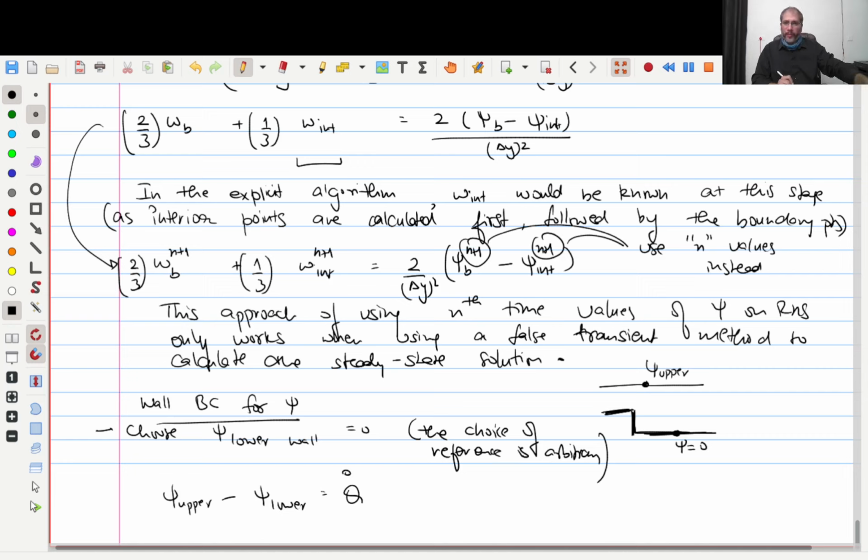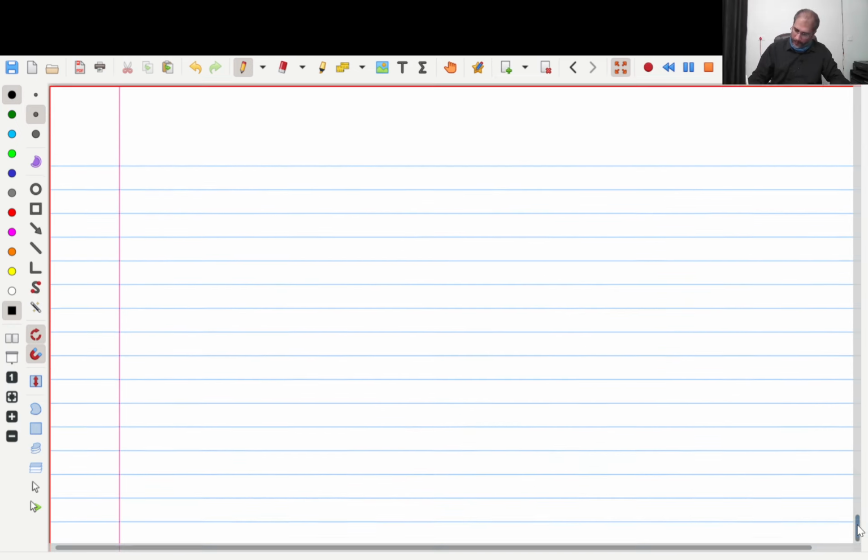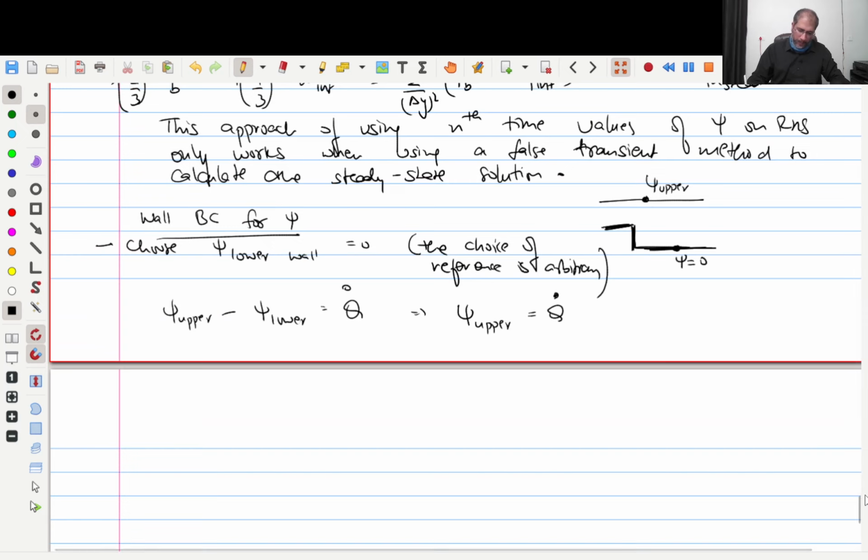Okay, which will be known because you know the inlet velocity profile, so you know the flow rate as well. So this will allow you to choose the value of psi at the upper boundary. So q dot is a known value, psi at lower is 0, so this implies that psi at the upper wall is going to be q dot, because we have chosen psi lower to be 0. Okay, so we talked about the wall boundary conditions for both omega and psi.